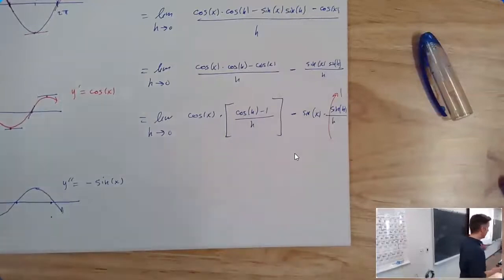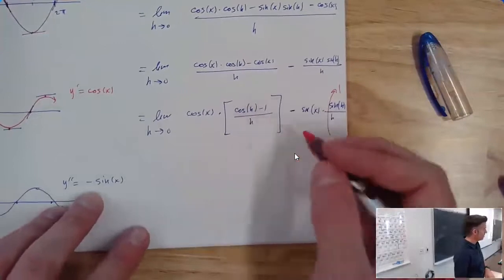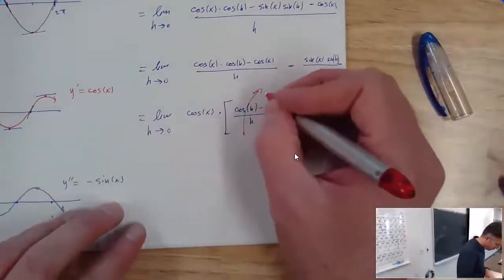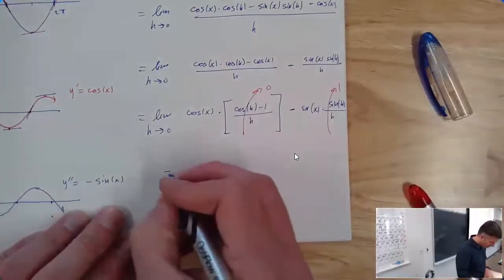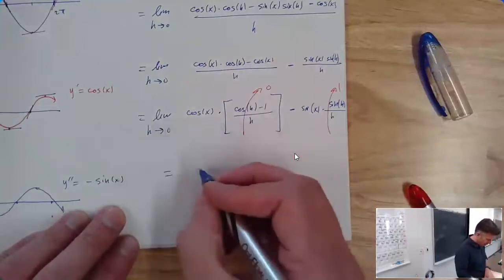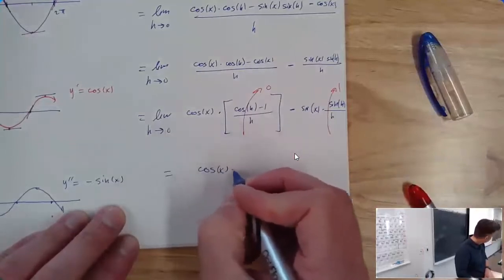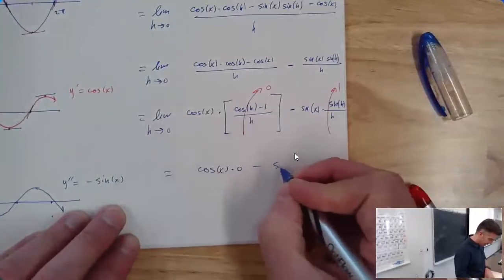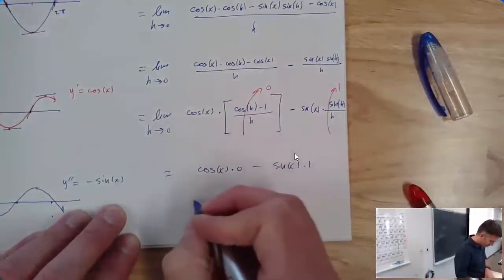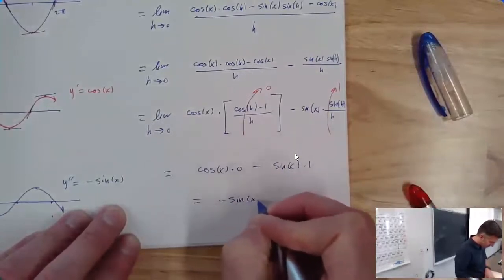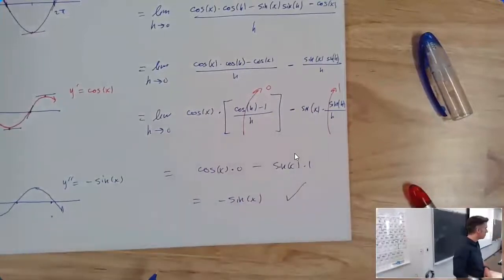And the way you can get there is by multiplying by the conjugate. You can multiply this by cosine h plus 1 over cosine h plus 1. Eventually you get 0 over 2. So look what we're left with. We get cosine x times 0 minus sine x times 1, which is equal to negative sine of x, as expected. So the derivative of cosine of x really is negative sine of x. Derivative of sine of x really is cosine x.